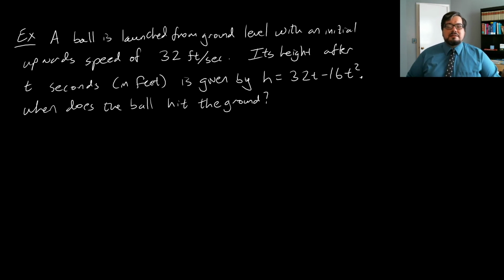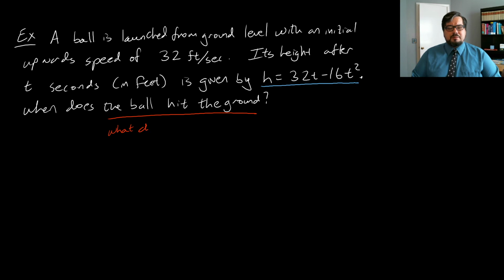So we know that the relationship between the height of the ball and time is given by this equation, h equals 32t minus 16t squared. We want to know when the ball hits the ground. That is, we want to know some value of t. What we need to do is translate what the ball hitting the ground means in terms of h, the other variable. So what does this mean in terms of h?